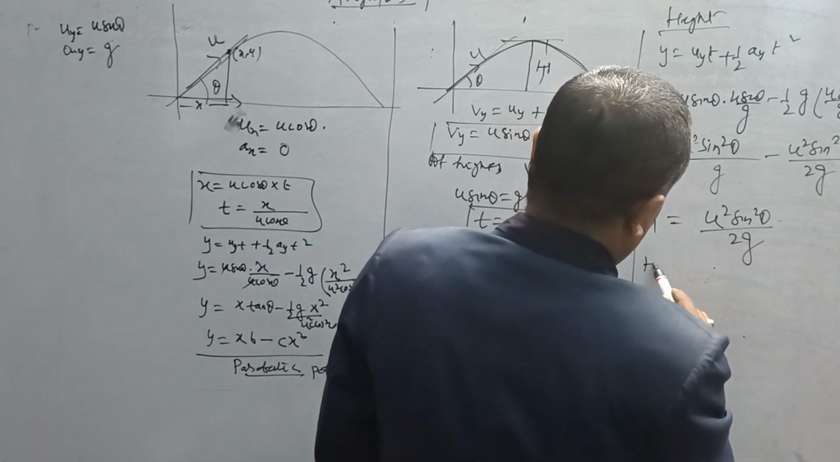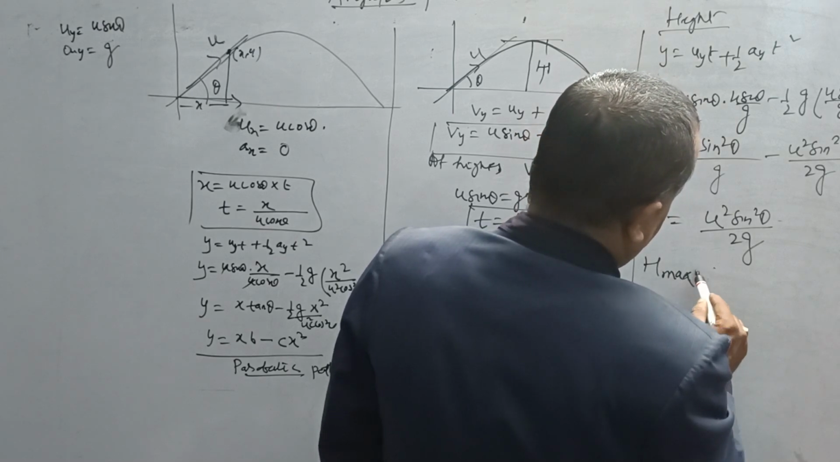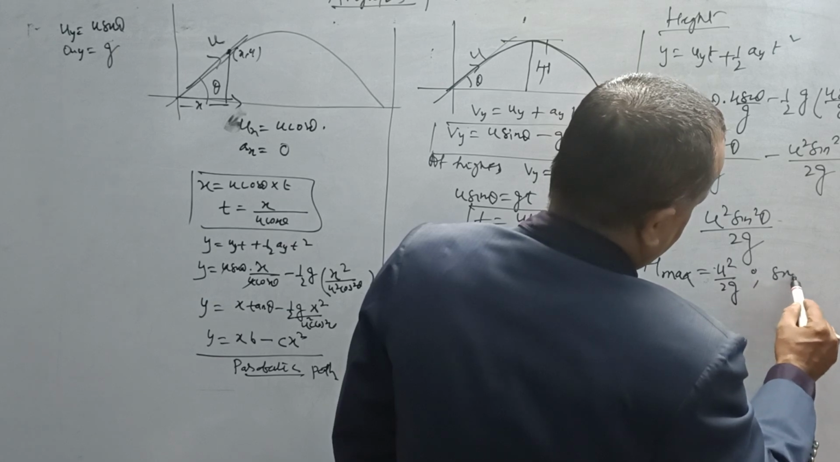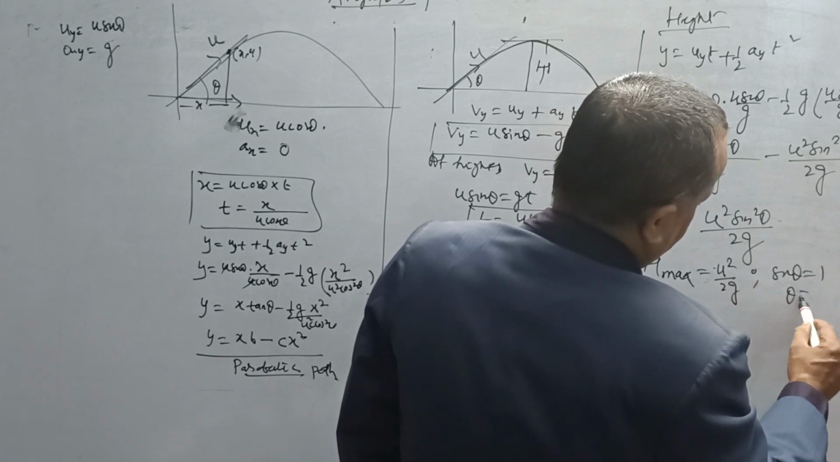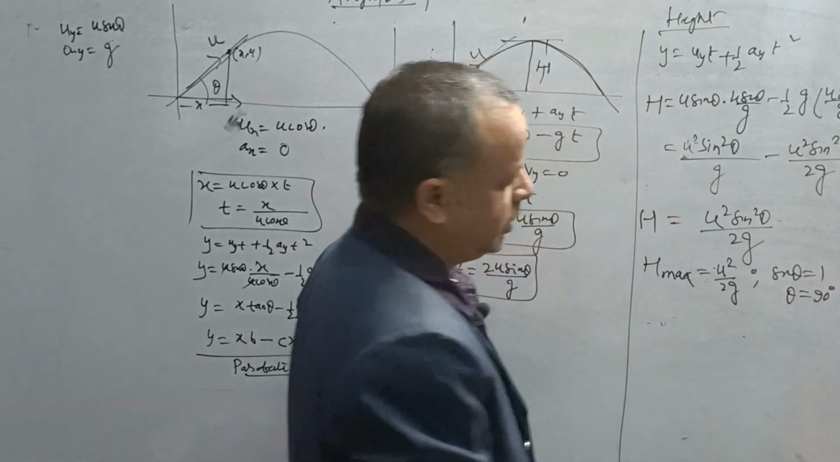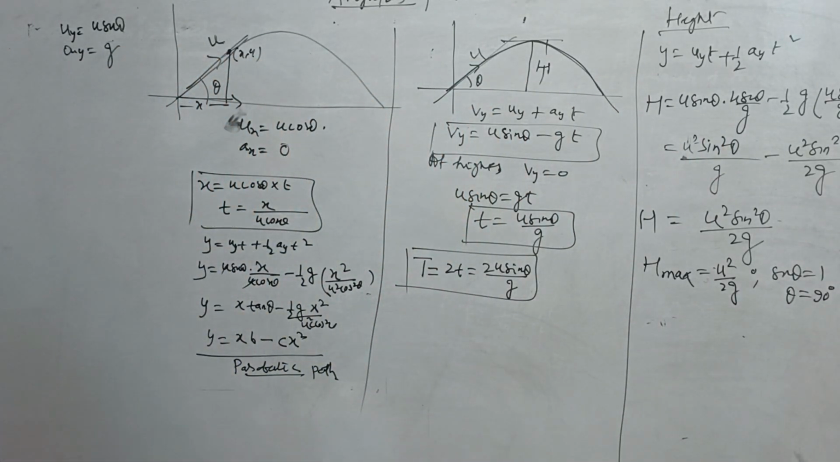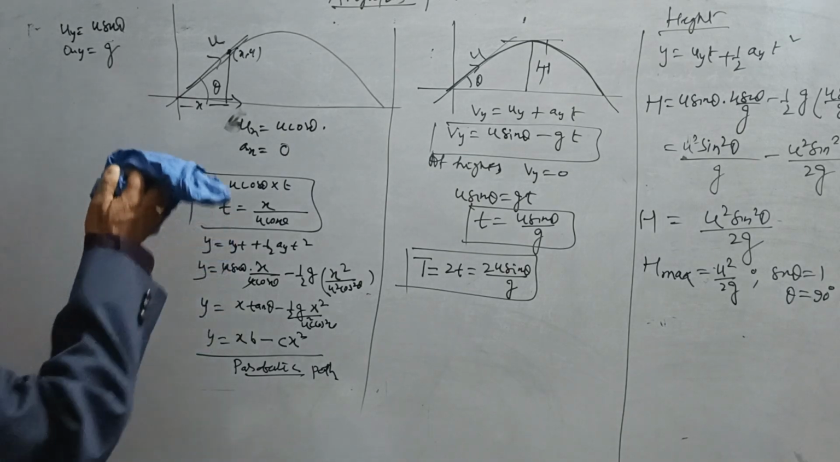Suppose we want the maximum height. In that case, it will be u square by 2g. In that case, sin theta will be equivalent to 1, and this will occur at theta equal to 90 degrees. Now we will calculate the range of the projectile.